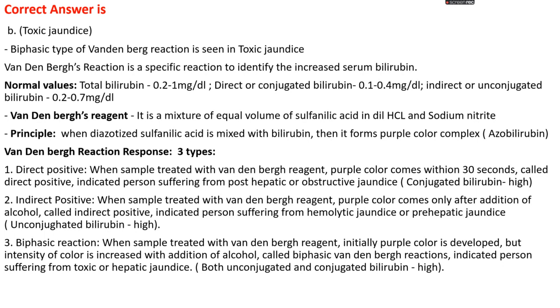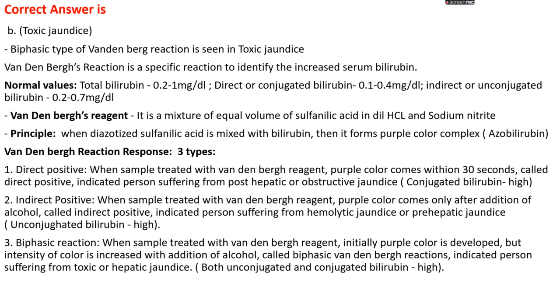First is direct positive. When the sample is treated with Van den Bergh reagent, and the purple color comes within 30 seconds, such a reaction is called direct positive, which indicates that the person is suffering from post-hepatic or obstructive jaundice. Conjugated bilirubin is high at that time. Indirect positive: when the sample is treated with Van den Bergh reagent, purple color comes only after addition of alcohol. It is called indirect positive, indicating the person is suffering from hemolytic or pre-hepatic jaundice, when unconjugated bilirubin is high.